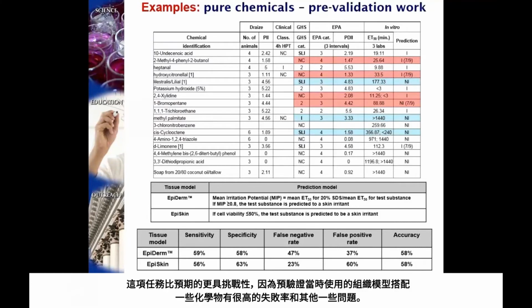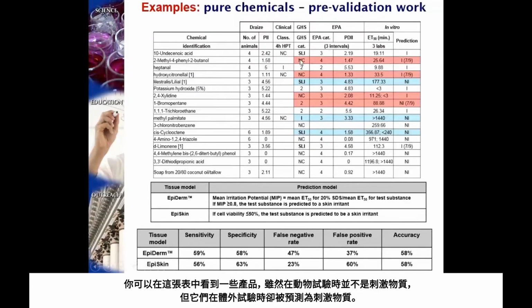The task was more challenging than one would have expected, and the tissue models that were used with the chemicals included in the pre-validations had a high false negative rate and some other caveats. As you can see in this table, some of the products, whereas in vivo they were not predicted to be irritants, were predicted irritants in vitro.